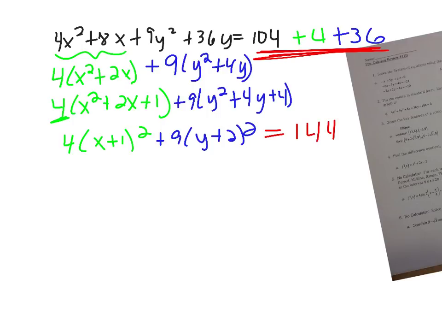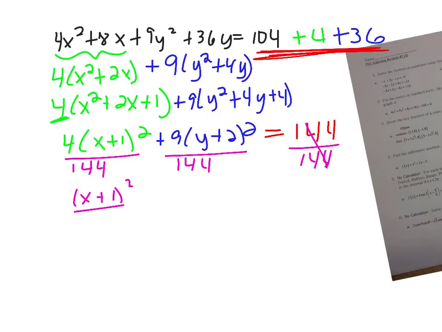Okay, so we have to put it in the correct form, which is divide everything by 144 so that it's equal to 1. So I have 4 over 144 is 36. So it's x plus 1 squared over 36. Plus 9 over 144 is 16. So it's y plus 2 squared over 16 equals 1.